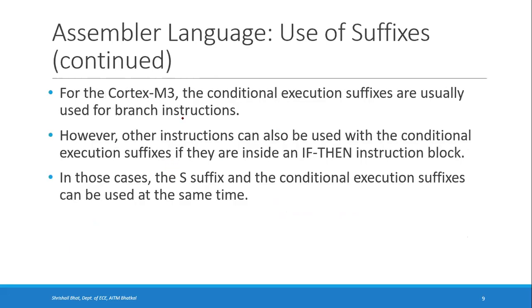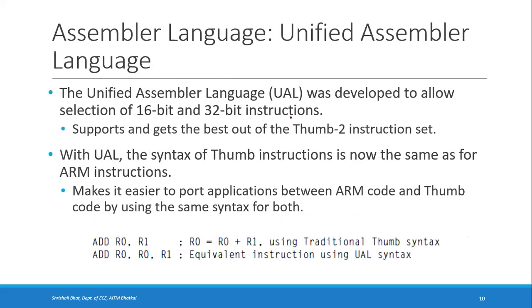So for the Cortex M3, the conditional execution suffixes are usually used for branch instructions. However, other instructions can also be used with the conditional execution suffixes if they are inside the if-then instruction block. When you are using an if-then block, if-then means conditional statements. Other instructions can also be used with suffixes if it is within that. In those cases, the S suffix and the conditional execution suffixes can be used at the same time. Okay, we will see that when we get the examples.